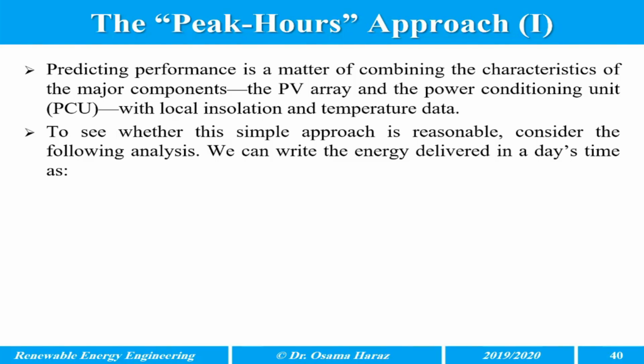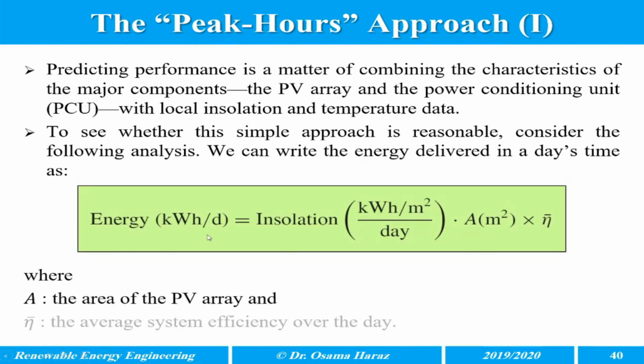We can write the energy delivered in a day's time as kilowatt hour per day equals the insolation, in kilowatt hour per meter square per day, multiplied by the area, multiplied by the efficiency. A is the area of the PV array, and eta bar is the average system efficiency over the day, because the system efficiency changes from time to time. So this is the average system efficiency over the day.